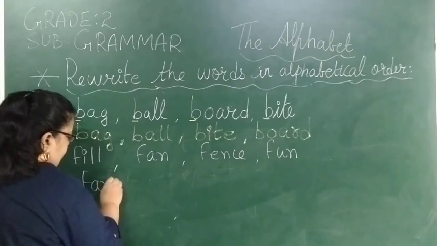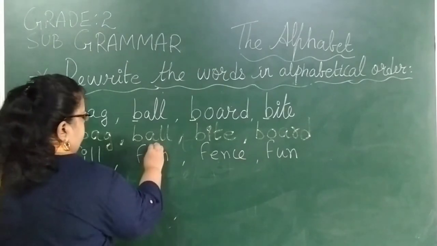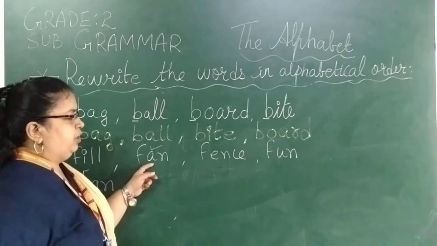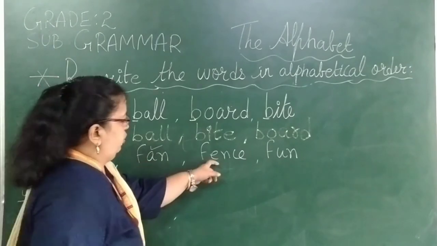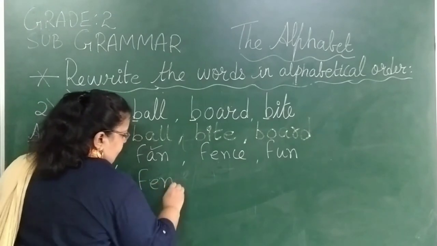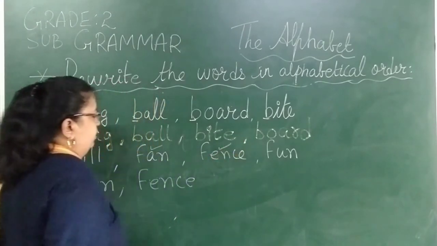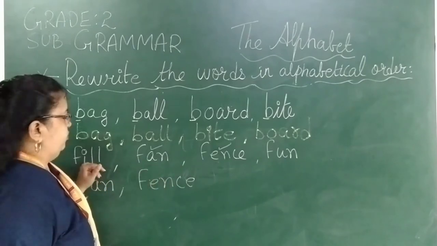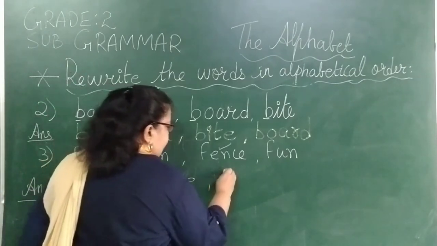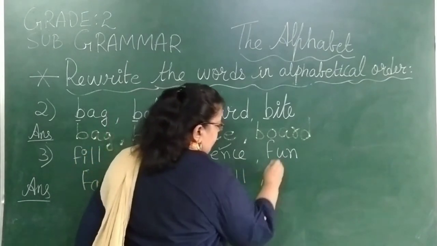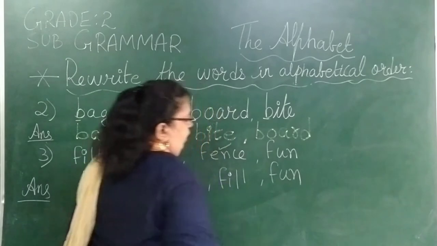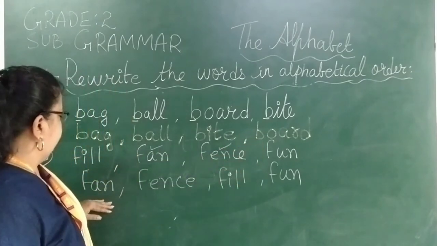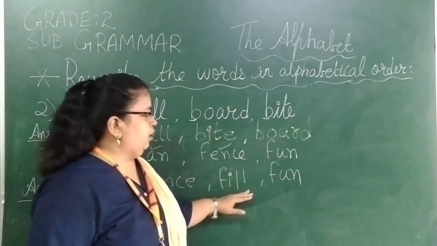F, A, N, fan. Next, this is done. Next is I, E or U. A, B, C, D, E. So E comes first. So this is fence, F, E, N, C, E. This also is done. Then these two words left. Fin or fun. I come first or U come first? I comes first. So you write fin. F, I, N. Fin. The last one is fun. F, U, N, fun. First answer is bag, ball, bike and board. Next answer is fan, fence, fin and fun.